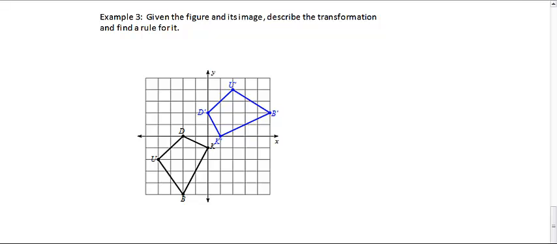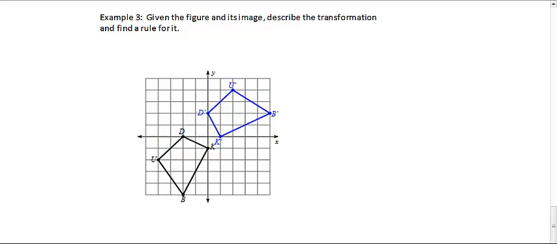So it looks like maybe this has been a reflection, but let's test it. Let's look at the orientation. In my original figure, it goes from B, U, D, then K. And if I check my image, it seems to be the exact opposite. It's B, then K, then D, then U. So that does work, so we will say it's a reflection.